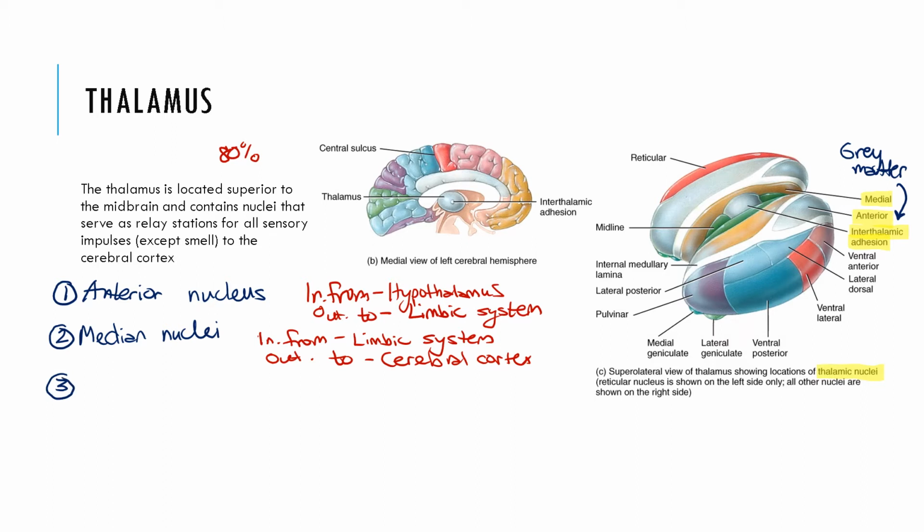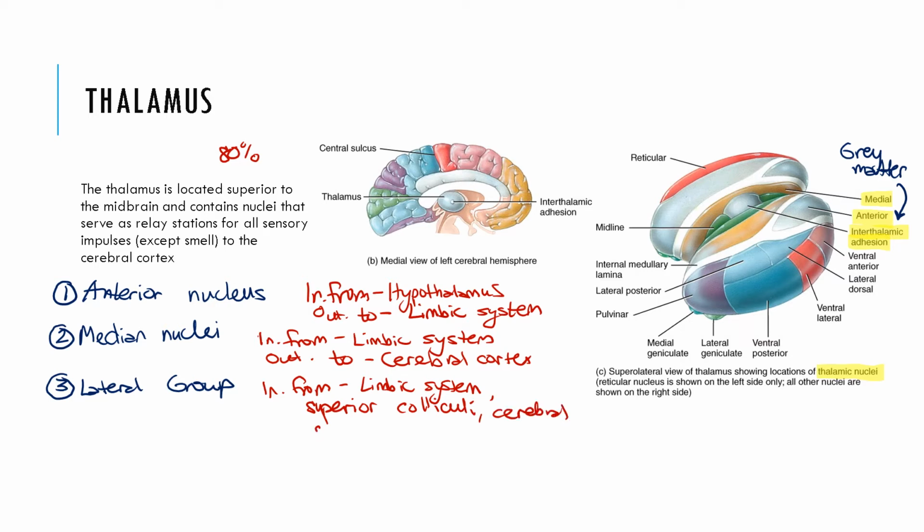Our third is going to be the lateral group. So we'll just label these lateral group here. Nuclei in the lateral group receive input from the limbic system, also from the superior colliculi, and the cerebral cortex. And it sends output to the cerebral cortex.